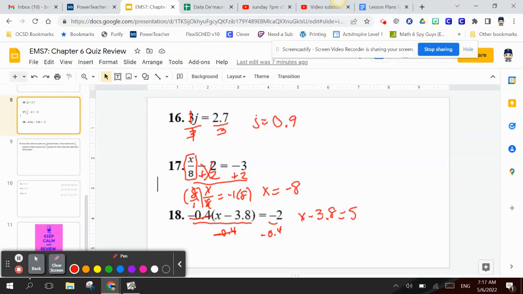So then I have to do the opposite. I want to get my x variable by itself, so I'd add 3.8 to both sides. 3.8 minus 3.8 is 0. I am left with x equals 8 and 8/10, 8.8.